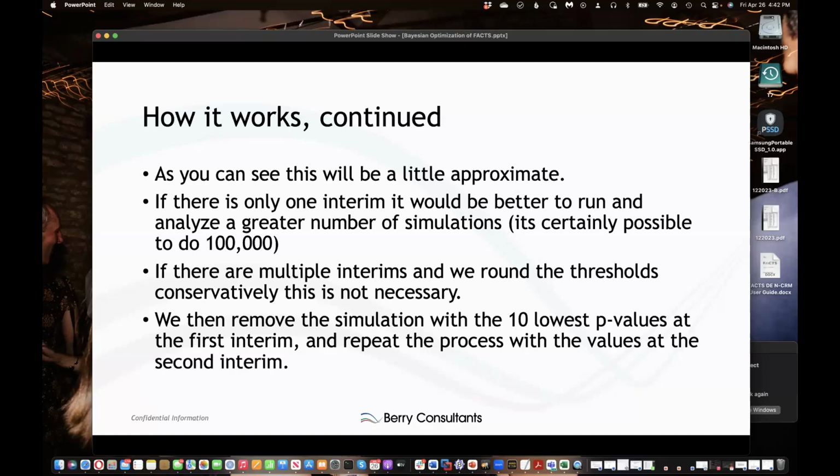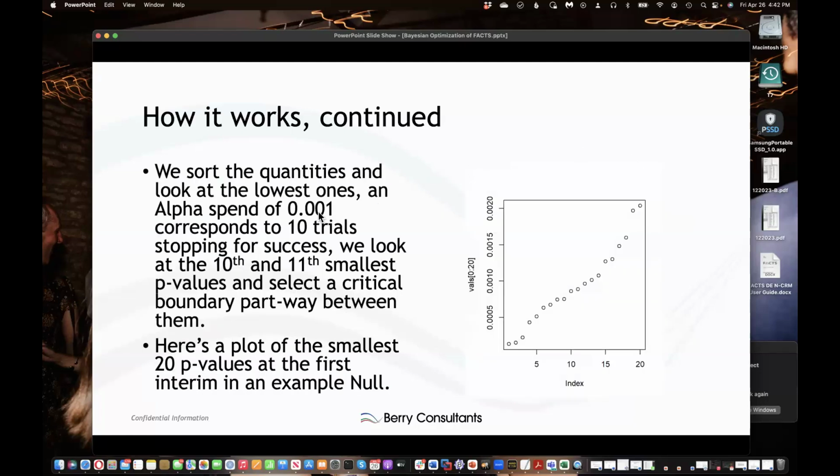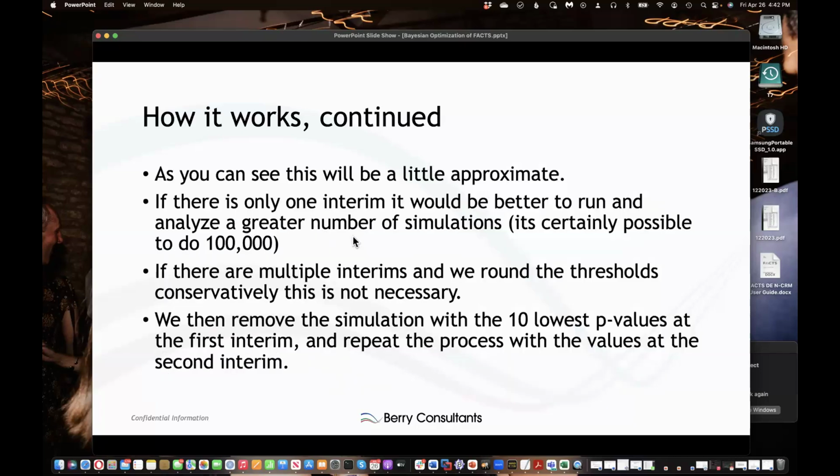After all, what we're concerned about is only the overall type 1 error. We're not actually too concerned if the type 1 error at the first interim is 0.001. It might be 0.0009. And the second interim, instead of it being 0.002, it might be 0.0021. That actually doesn't bother us too much.